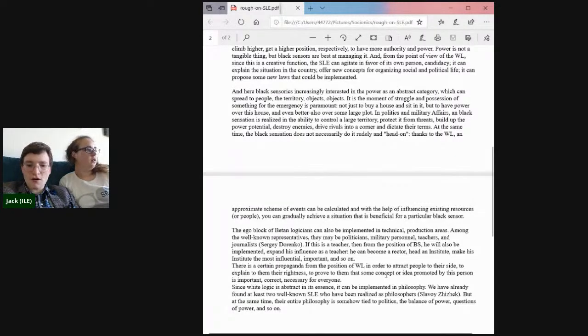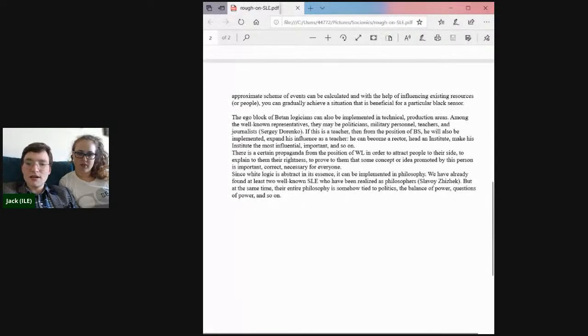The ego block of beta logicians can also be implemented in the technical production areas. So among the well-known representatives, there may be politicians, military personnel, teachers and journalists. If this is a teacher, then from the position of Black sensation, he will also be implemented, expand his influence as a teacher. He can become a rector or a head of an institute, make his institute the most influential, important, and so on.